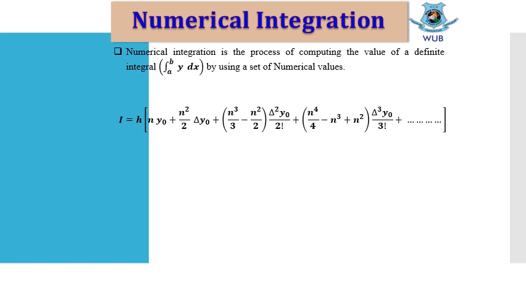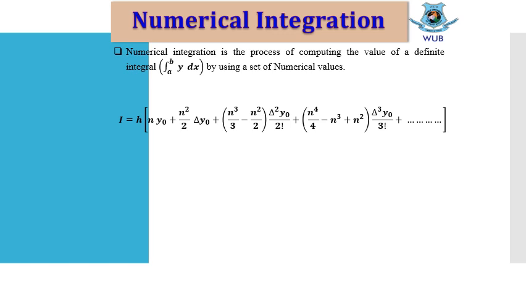When f(x) or y is not known explicitly, but we are given only a set of numerical values of the function corresponding to some values of x, we integrate this equation with respect to dx. The value of the function may be given at equidistant values of x or at non-equidistant values of x.